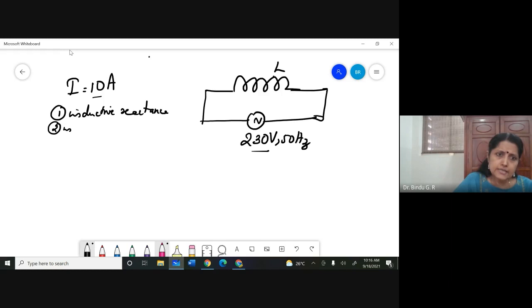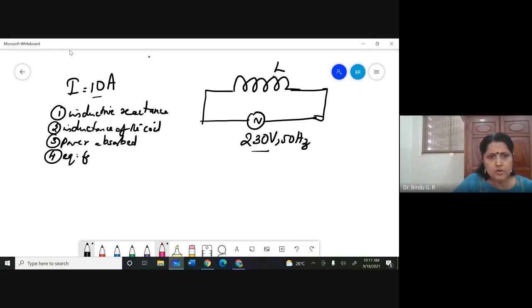Second, the inductance of the coil. Third, the power absorbed. Fourth, the equations for voltage and current. Had it been our offline class, I would have given you time to draw. But in an online class, I think it's better that I do it.